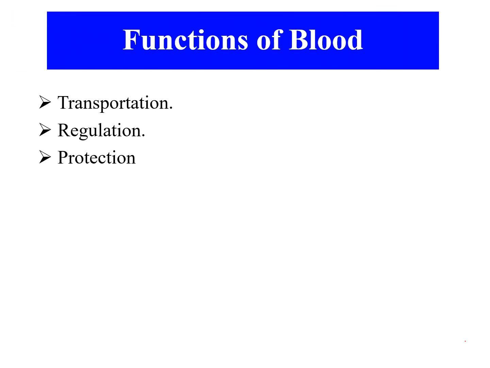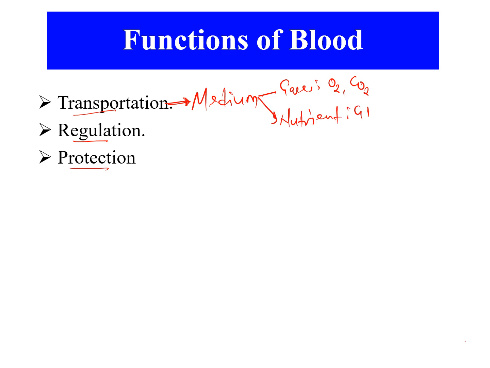We are now going to talk about the functions of blood. Blood has three important functions: transportation, regulation, and protection. When you're talking about the function of transportation, blood acts as a medium that transports several materials. For example, blood transports gases such as oxygen from the lungs to the tissues and carbon dioxide from the tissues to the lungs. It also helps in transportation of nutrients from the GIT to the body organs.